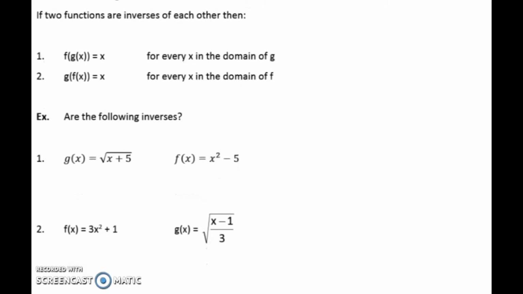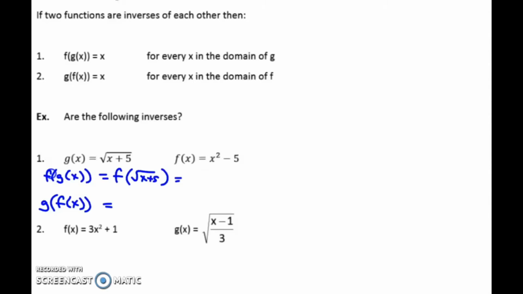So what we need to do, and it doesn't really matter what order you do first, is determine if f of g of x equals g of f of x equals x. All right, so let's do f of g of x first. So what we're going to do is take g of x and put it into f. G of x is the square root of x plus 5.